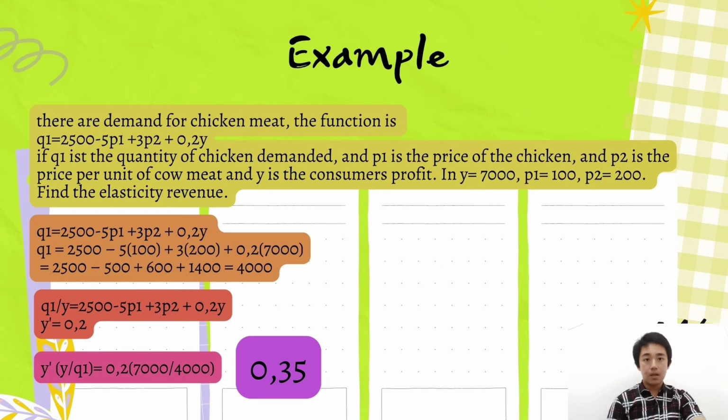If we want to find elasticity, that means the derivative with respect to Y, times Y, divided by Q1. That gives 0.2 times 7,000 divided by 4,000, and the answer is 0.35. This means when customer revenue increases 1%, the demand for cow meat increases 0.35% when the price of both cow and chicken meat is the same. This happens when a person wants to eat something that they rarely eat because they have more money now.